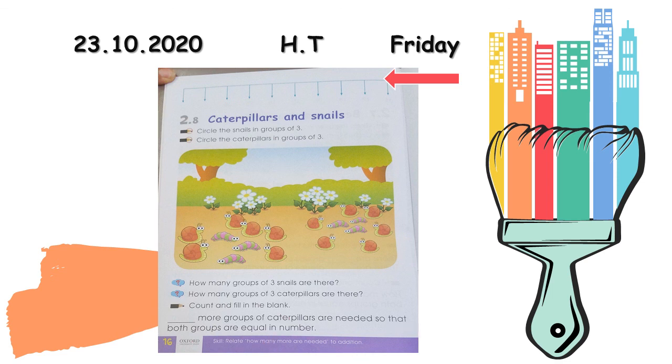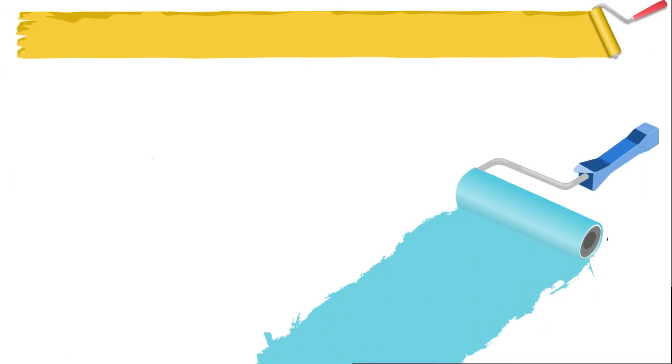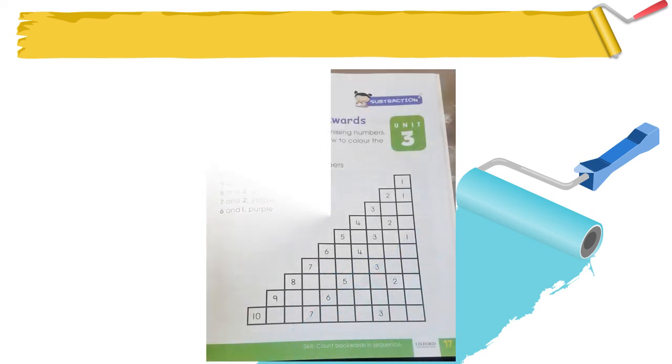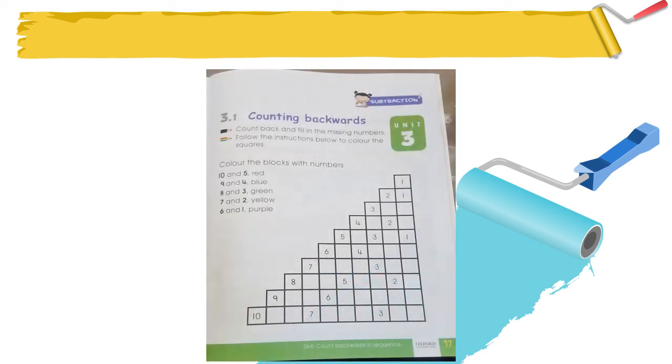Come to the next page, page number 17. And here is unit number 3. You can see it on your screen. We have done the first 2 units. Now come to unit number 3, page number 17. And this is about subtraction, counting backwards.